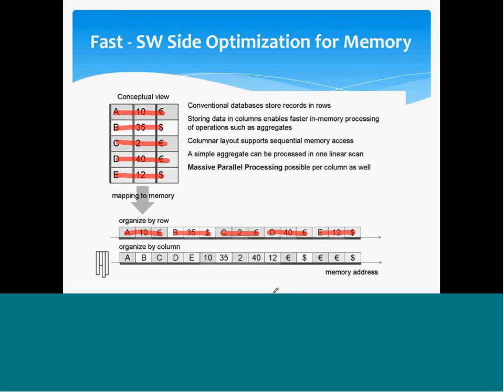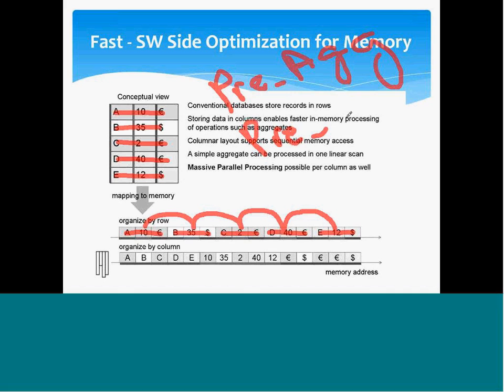Now I have to perform aggregation. To do that, I have to jump from this memory address to this memory address to this memory address. Just imagine if you have billions of records. Performing aggregation will take a lot of time. That's why we have a pre-aggregated table and a pre-aggregated cube.